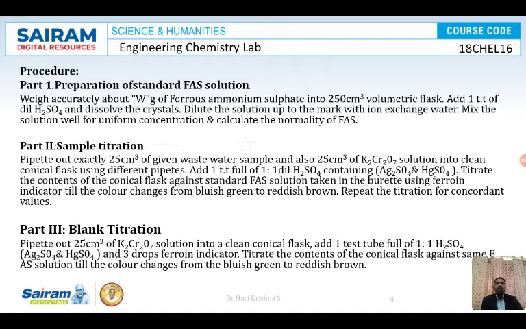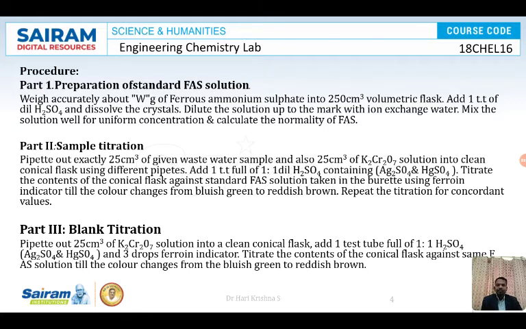I'll tell you. As you know, every titration, all volumetric estimations, have two parts, part 1 and part 2. Part 1 is the preparation of the FAS standard solution. We're going to take W grams of FAS in a 250 ml standard flask. We add 1 test tube of sulfuric acid, in order to prevent the air oxidation of ferrous to ferric, and dilute the solution up to the mark using ion exchange water. By knowing the weight of solute and volume of solvent taken, you calculate the normality of FAS.